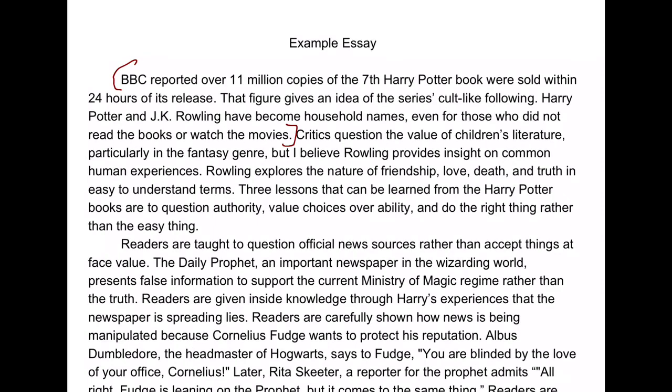In this bracketed section, BBC reported over 11 million copies of the 7th Harry Potter book were sold within 24 hours of its release. That figure gives an idea of the series' cult-like following. Harry Potter and J.K. Rowling have become household names, even for those who did not read the books or watch the movies. The idea here is to talk about, 1, how popular Harry Potter is. There must be something good about it if that many people bought the book. And secondly, even if you haven't read the book or the movies, you've probably heard the names at least, which speaks to, again, its popularity.